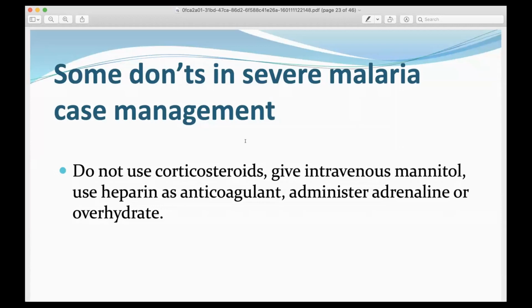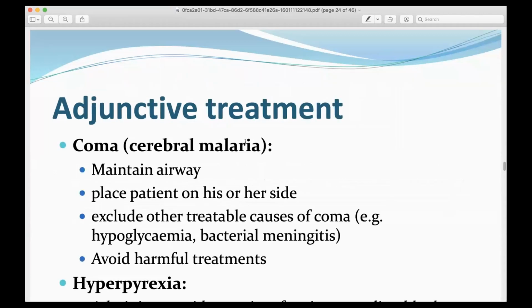Whenever there is a need for fluid, you have to measure the actual requirement. Otherwise, if you give an overdose, fluid is a drug. If you give an overdose, it causes lung congestion, pleural effusion, and ascites, because of leaky capillaries in severe malarial cases. So you have to be very careful about that.